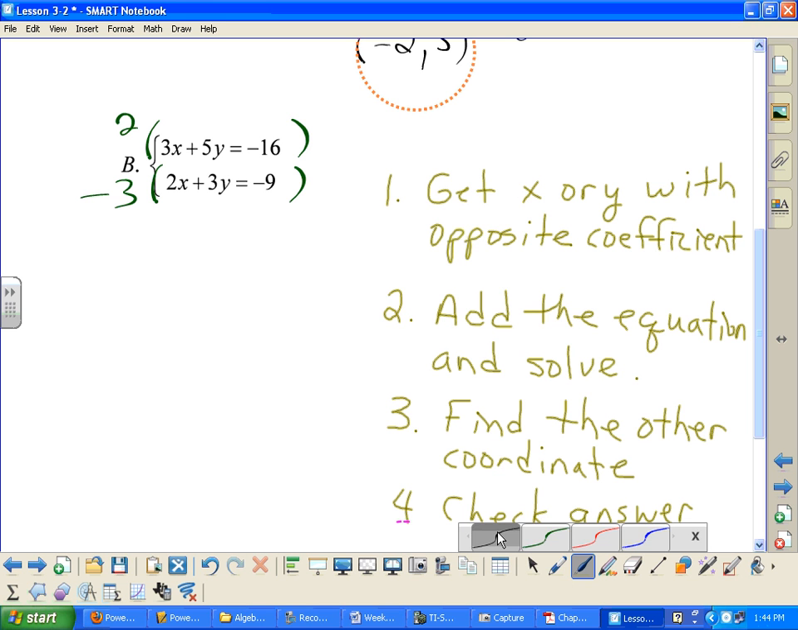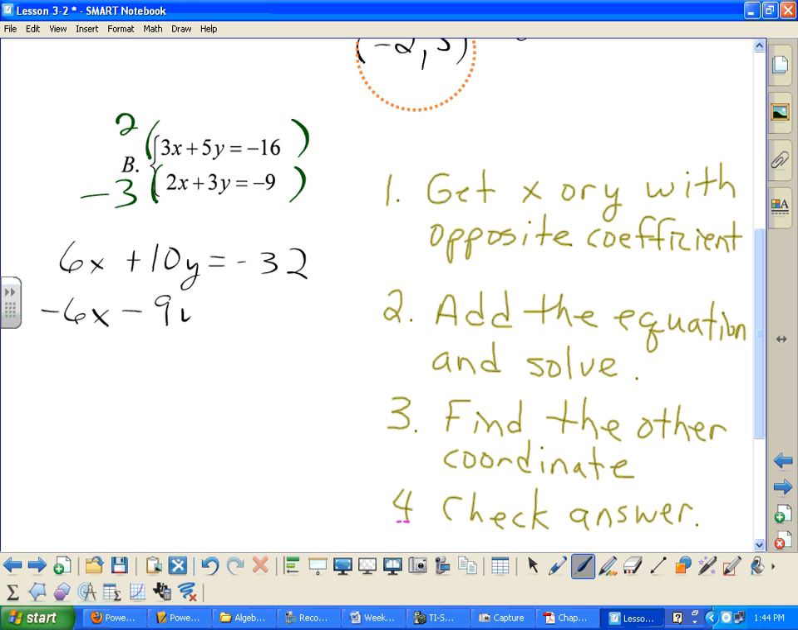So equation 1 now becomes 6x plus 10y equals -32. And remember, we're multiplying everything by that number. The second equation becomes -6x minus 9y equals 27. So step 1 is finished. I've got x with opposite coefficients. Now for step 2, we're going to add the equations together and then solve.